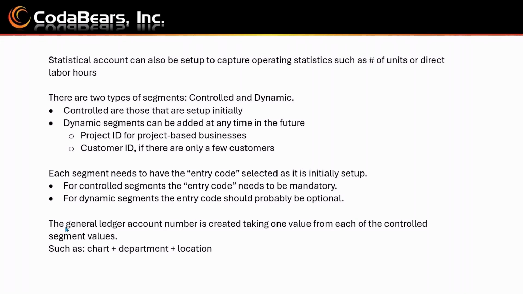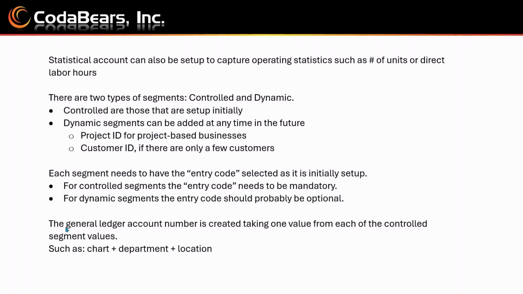There's 2 types of segments, controlled and dynamic. Controlled are the ones that are initially set up as the 3 that we just talked about. Dynamic segments can be added at any time in the future, such as a project ID. The project ID could be a segment in your general ledger account number. You wouldn't have to always print that on your trial balance. You could omit that from printing on the trial balance, but it would still be in the detail. It would always be in your general ledger though.